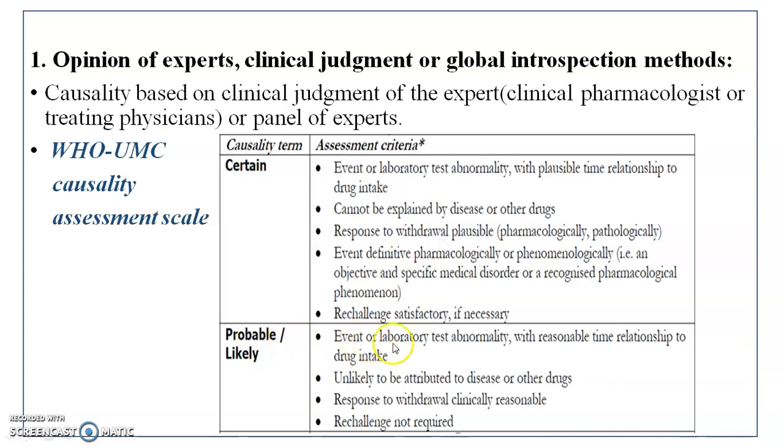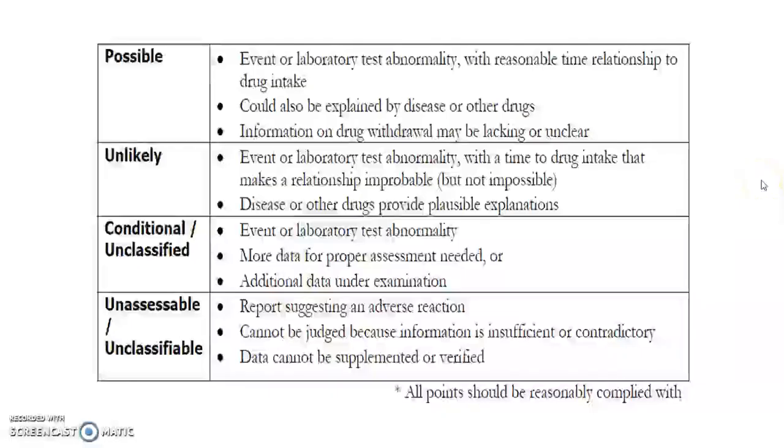It is also the same whether the event or laboratory test is normally seen or not, and whether re-challenge is required in these cases. When we want to classify a particular adverse drug reaction as possible, one must understand whether the particular event or laboratory test abnormality is seen in the patient or not. If it is seen, whether there is a possible time relationship to drug intake has to be understood, whether it could be explained by any other drugs or disease, and information about drug withdrawal, which sometimes may be lacking, has to be checked.